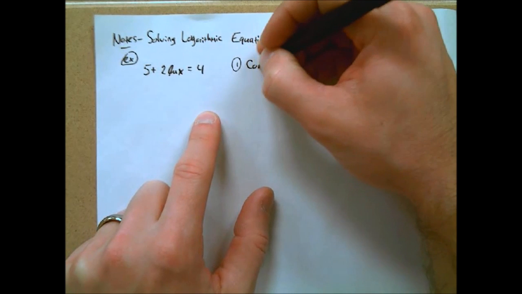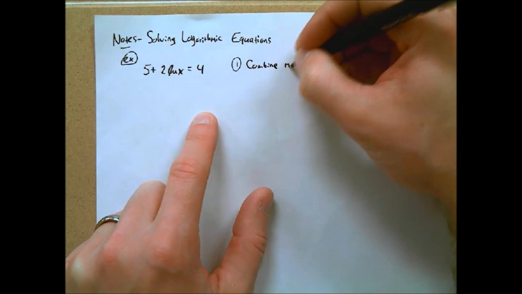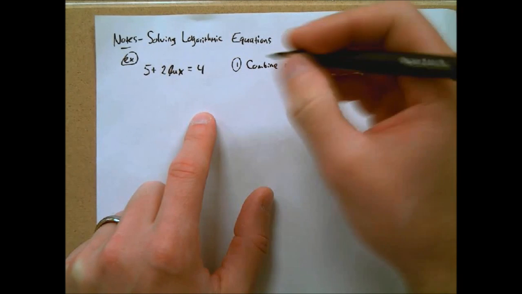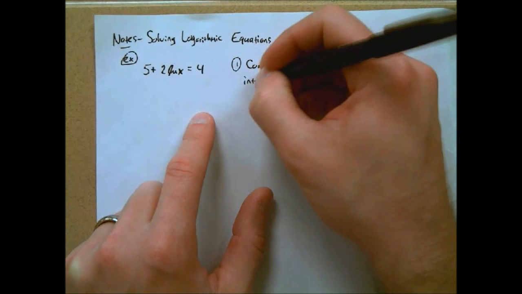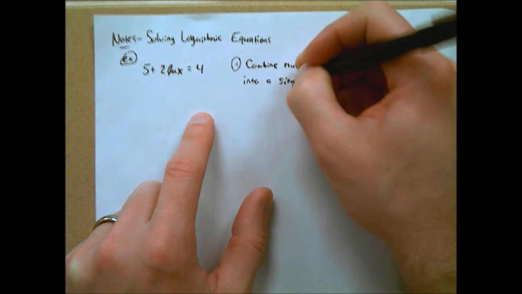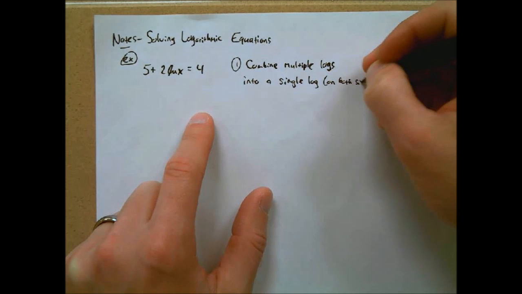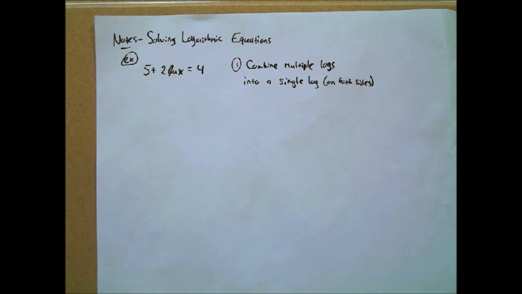A previous step, one that we don't have to follow in this particular equation but will be helpful later: if you have multiple logarithms, combine those multiple logs into a single log. We'll do that on both sides, because you may have logarithms on both sides. Of course, you can also move all the logarithms to one side and then put them all together too. That's a choice as well.